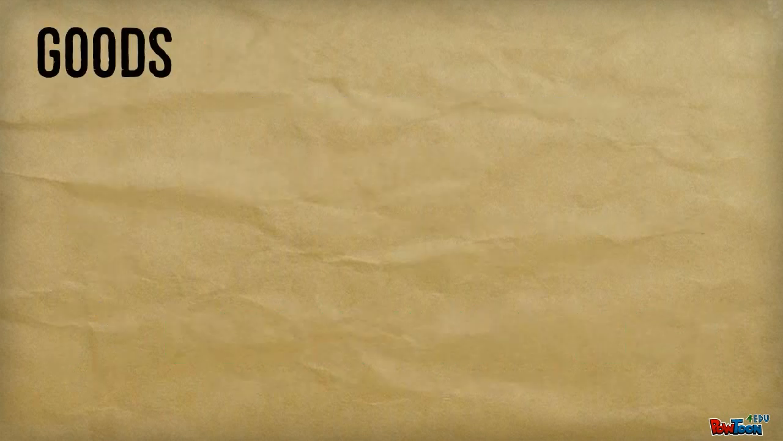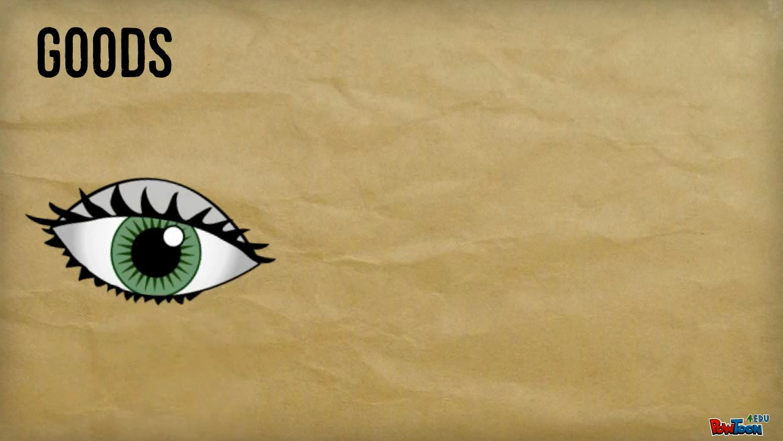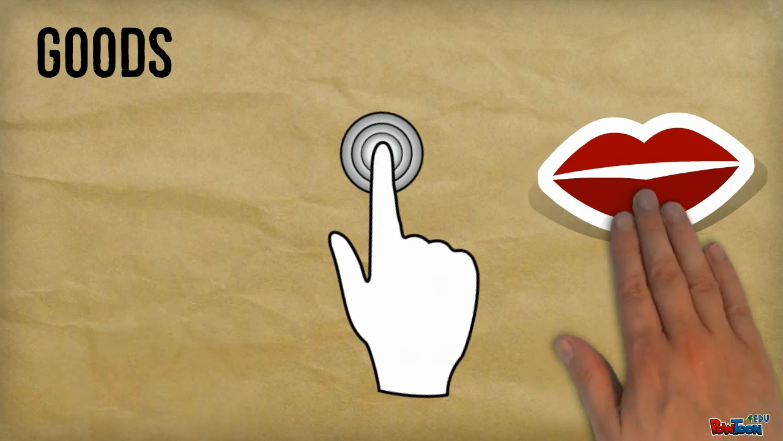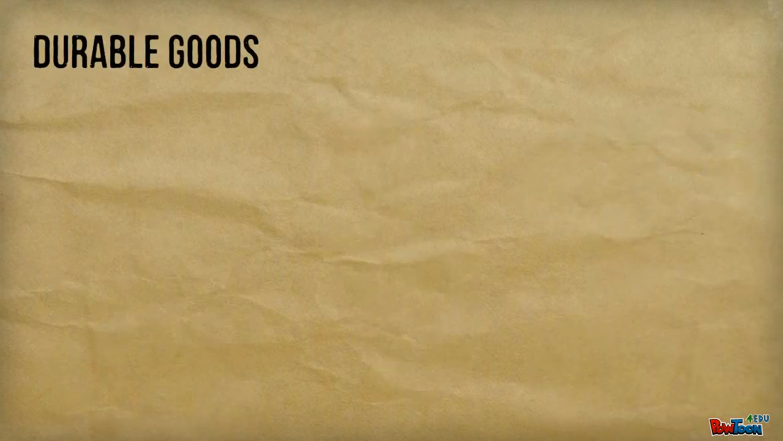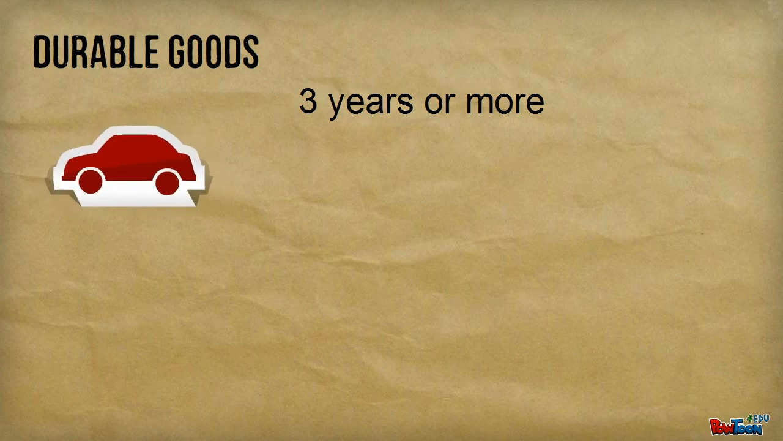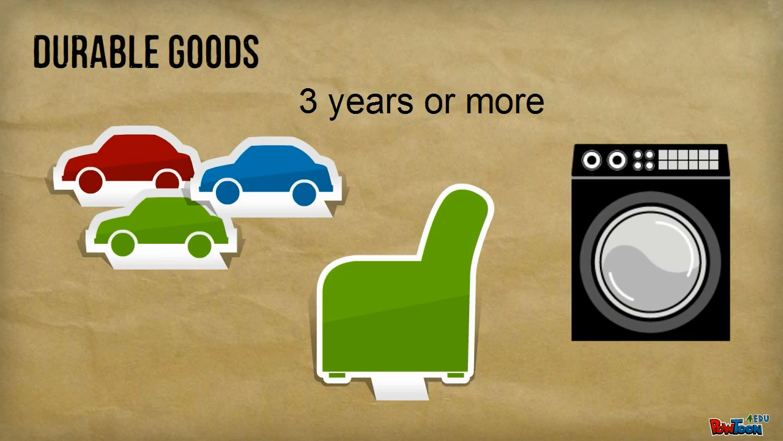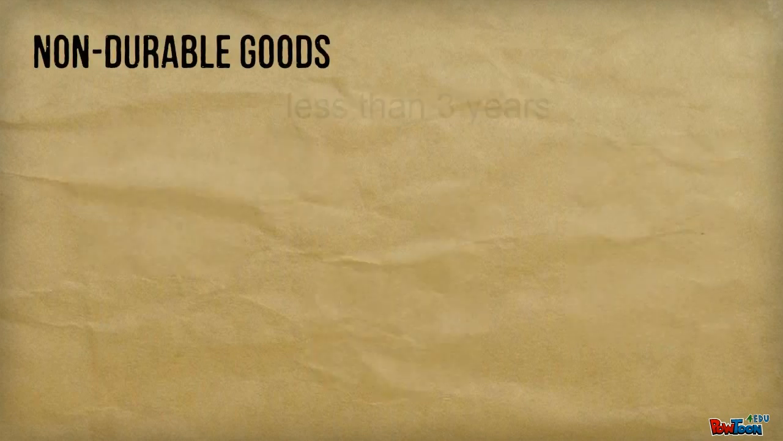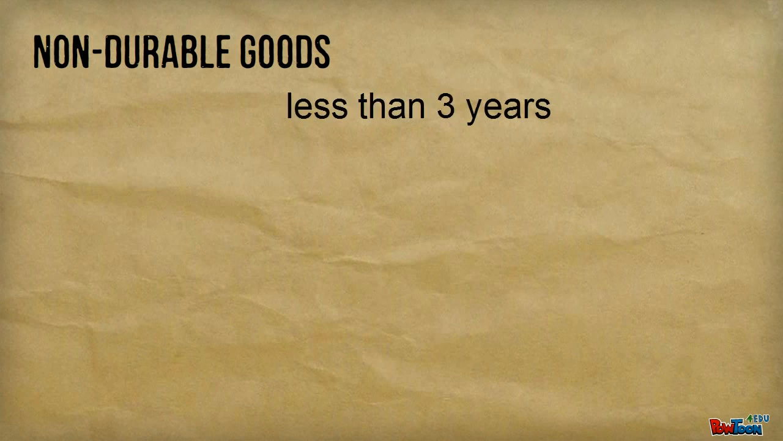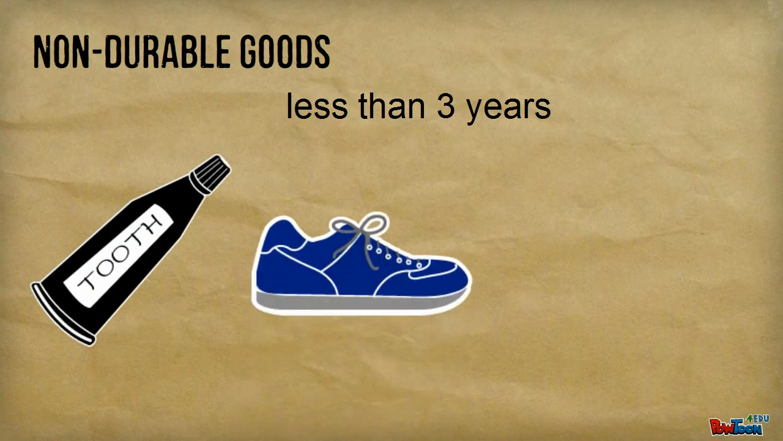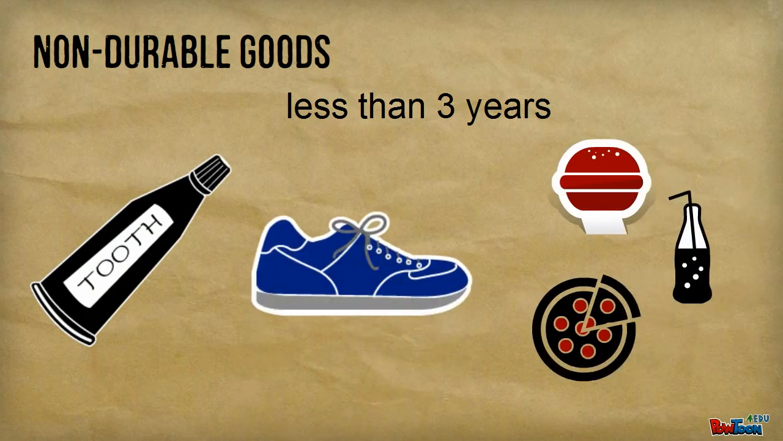What are goods? Goods are a physical product that you can see, touch, or possibly consume. They come in two groups. Durable goods, which last at least 3 years. For example, vehicles, furniture, appliances. These would all be durable goods. Non-durable goods are essentially those goods that are no longer useful once they are used. They typically last less than 3 years. Toothpaste, shoes, food, basically would be considered non-durable goods.